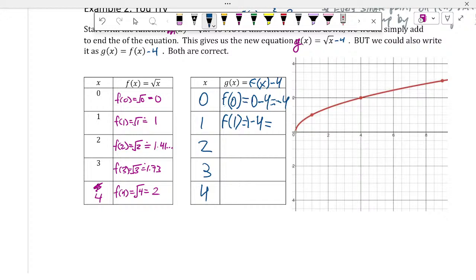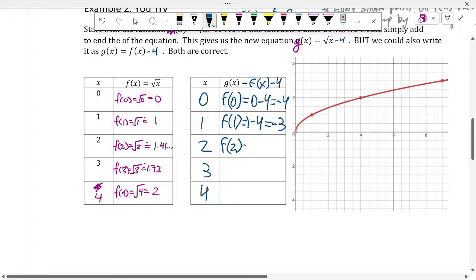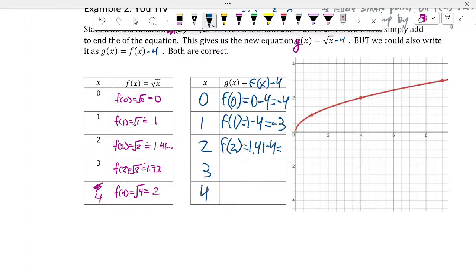So 1 minus 4. Can someone tell me what 1 minus 4 is? -3. Thank you. Should we work a little bit faster now? Yeah, you don't need to write the whole thing. All right. So F at 2. We obviously know that is 1.41 minus 4. All right, what we got? What happened to our function? I don't know, but I'm teaching the class now. I took over.